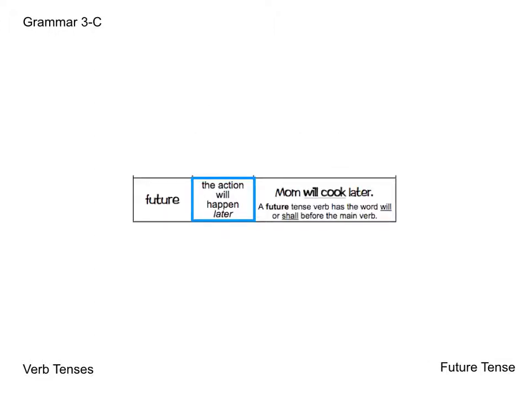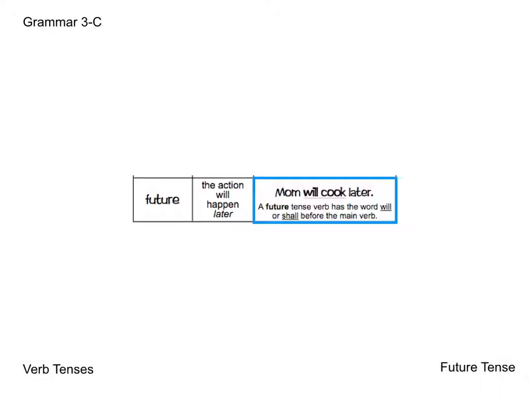Now we're going to look at future tense. Future tense means that the action will happen later. So our example sentence is, Mom will cook later. Now please note that in this book and in the next couple of books, you will see will and shall used. So make sure that you understand that shall is synonymous with will when you are making the future tense.